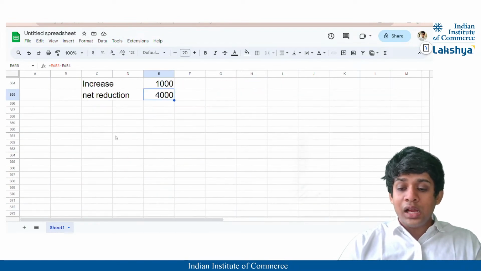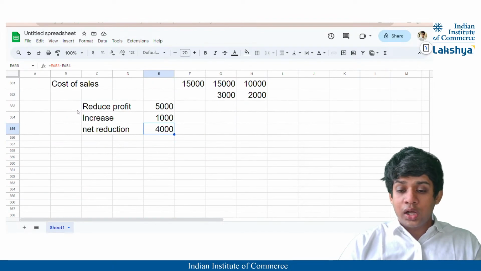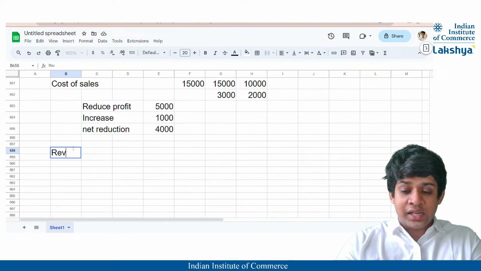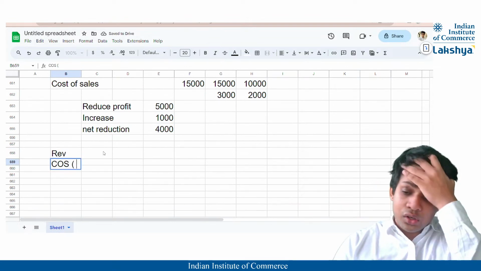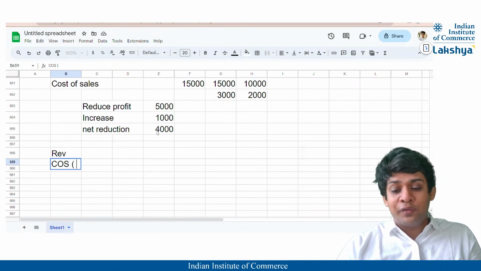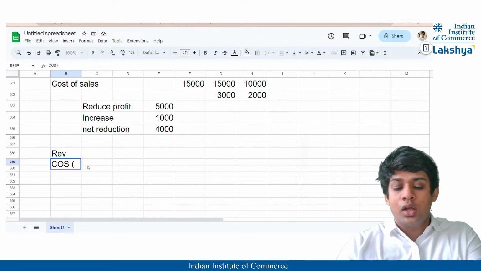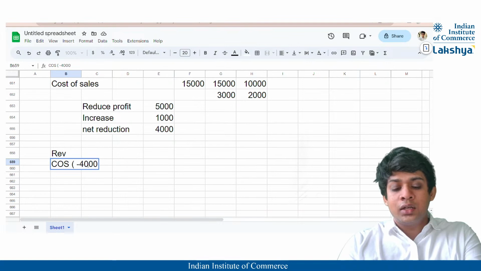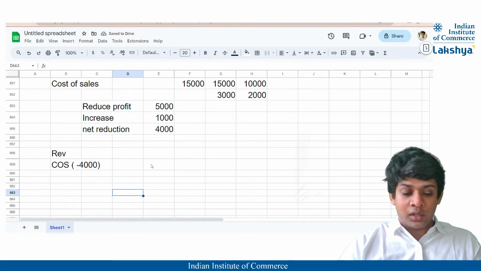So it will simply be added to the cost of sales. Okay, so whatever is the revenue that is stated there, in the cost of sales, through the sale of this non-current asset, I have actually earned a net profit of 4,000. So that shall be reduced from the cost of sales. Okay, so less 4,000 will be done in the cost of sales. I hope this part is clear to you all. I hope there is no doubt regarding it to anyone.